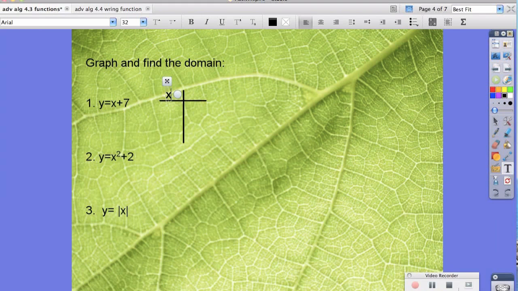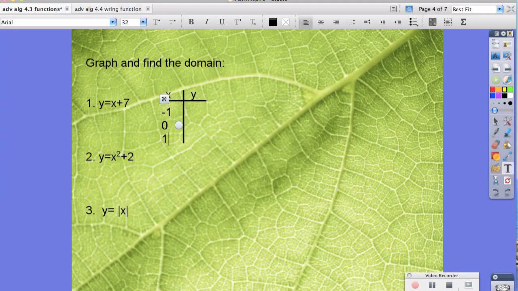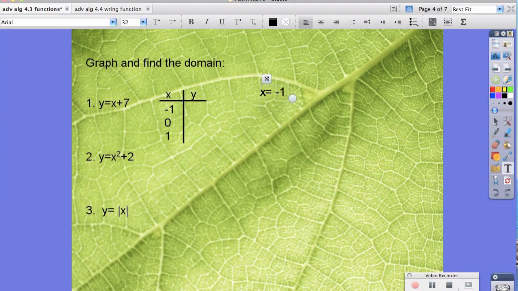Now, the thing to keep in mind when we're doing these graphs is that it's really important that you choose numbers that are both on the positive side and the negative side on the number line. So we're going to pick negative 1, 0, and 1. So when we choose these x values, which in this case our x's are independent because we get to choose what the numbers are, then we have to substitute these values in and determine what y is equal to. For example, when x is equal to negative 1, then y equals negative 1 plus 7, which is equal to 6. So we can take that and replace 6 here.